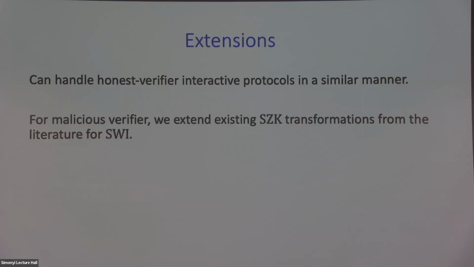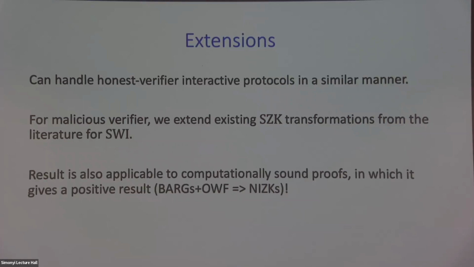In order to extend also to malicious verifiers, we observe that existing transformations that we have in the SZK literature from honest verifier to malicious verifier actually work for SWI. And in the public coin setting, they're unconditional. In private coin, you need to assume also one-way functions. Or rather, for SZK you don't, for SWI you do. Never mind that.